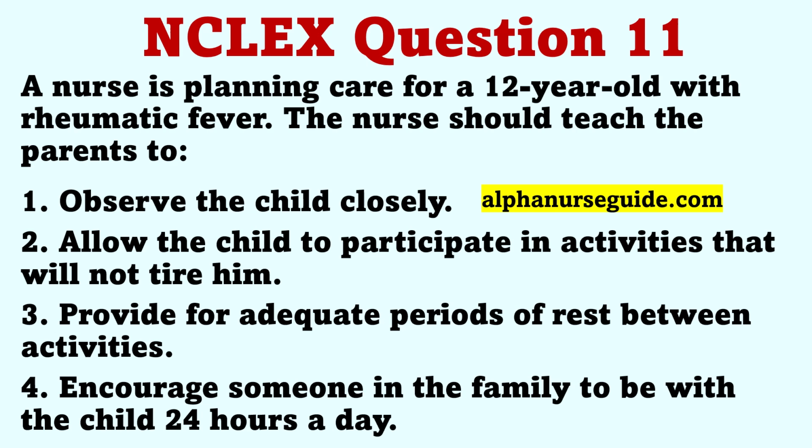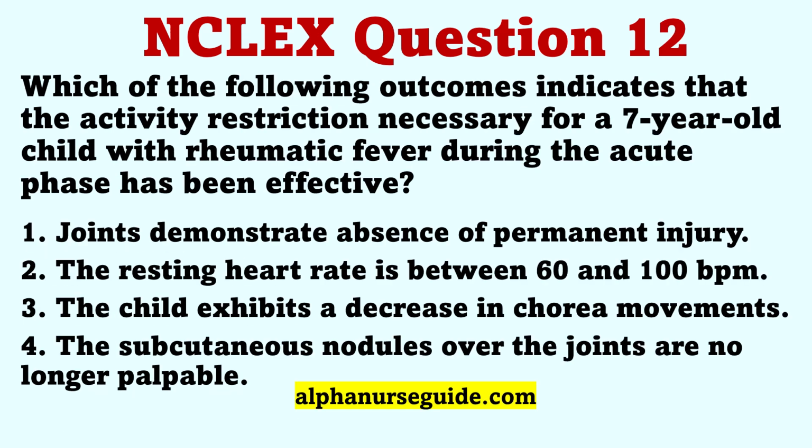condition deteriorates. Which of the following outcomes indicates that the activity restriction necessary for a 7-year-old child with rheumatic fever during the acute phase has been effective? 1. Joints demonstrate absence of permanent injury. 2. The resting heart rate is between 60 and 100 beats per minute. 3. The child exhibits a decrease in chorea movements. 4. The subcutaneous nodules over the joints are no longer palpable. The correct answer is 2.